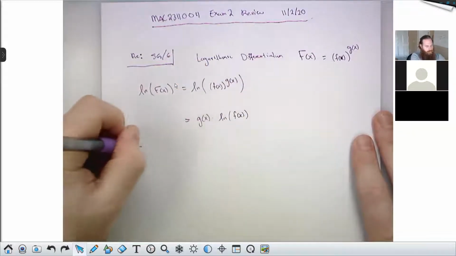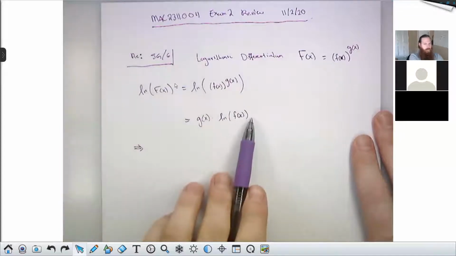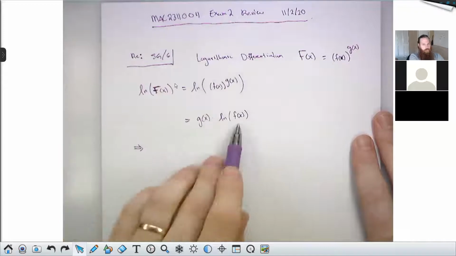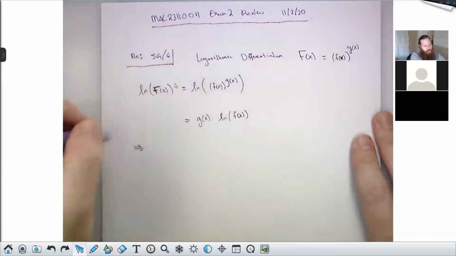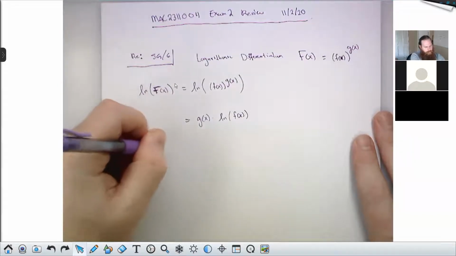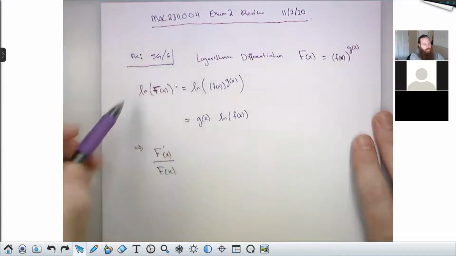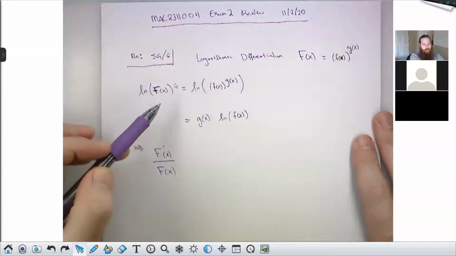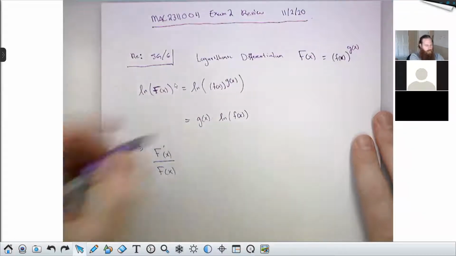which means, and since you say you figured this out, you're comfy with it, I won't go through and finish the problem here, but I will say that from here, now that we have the natural log of capital F is equal to g of x times the natural log of little f. My goal, remember, is to get capital F primed. If I differentiate on the left and on the right, I will get capital F primed of x over capital F of x. That's the derivative of the natural log of F, right? It's 1 over the inside times the derivative of the inside. The derivative of the inside is capital F primed. So it'd be 1 over capital F times capital F primed, which is capital F primed over capital F.